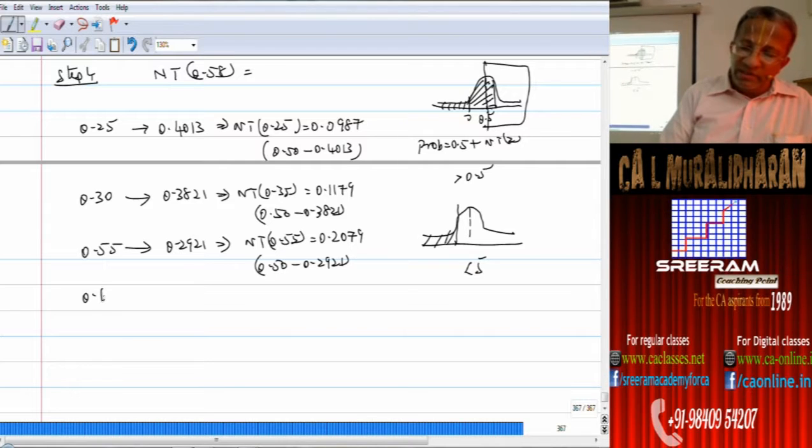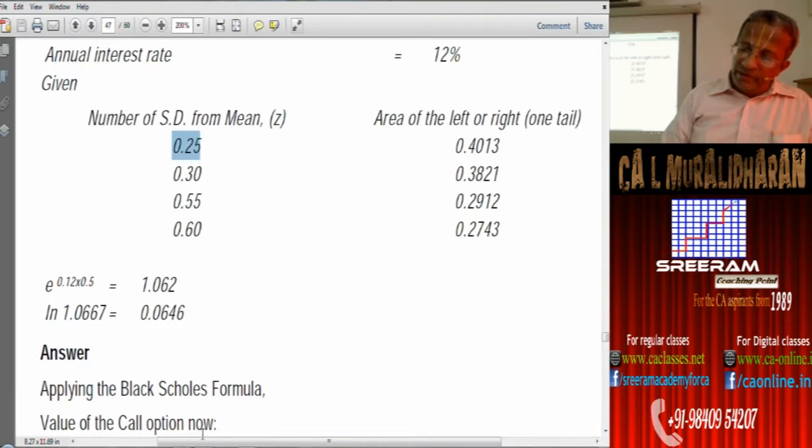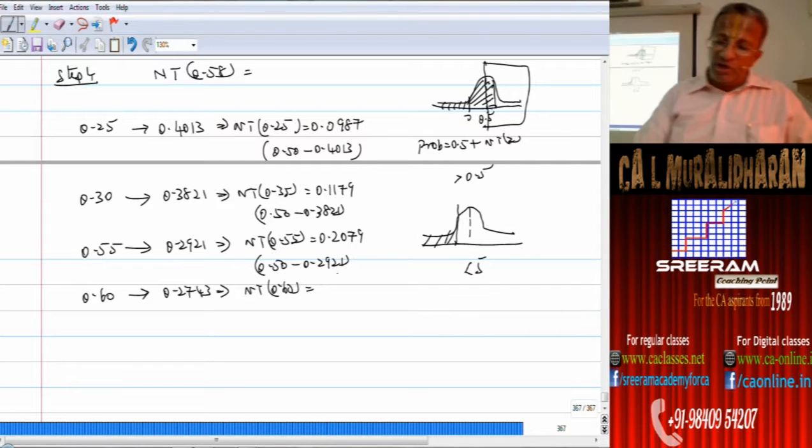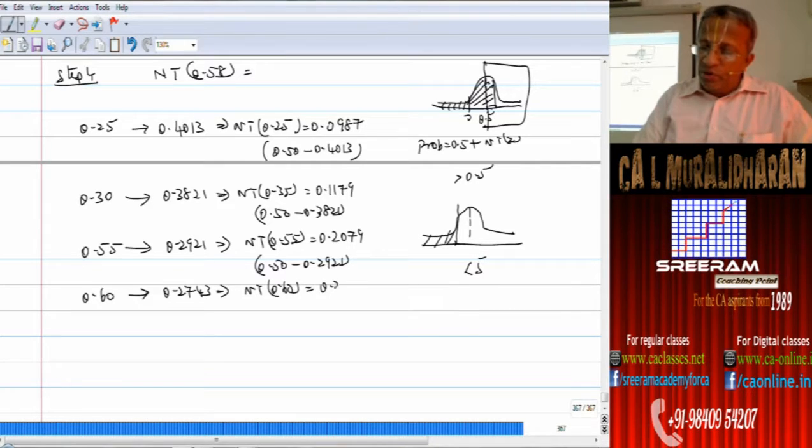Then 0.60. How do you arrive at 0.2743? What is the normal table value of 0.60? For 0.60, the normal table value is 0.2257. How do you arrive at it? 0.50 minus 0.2743.